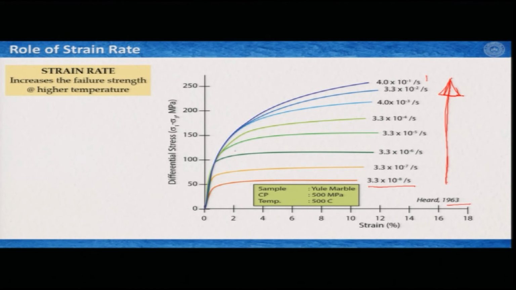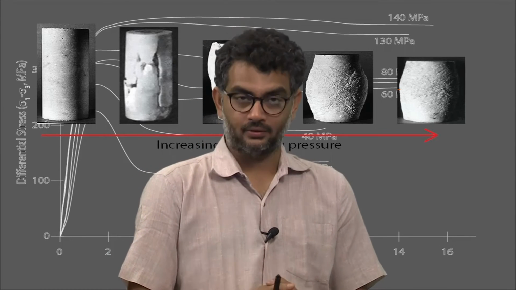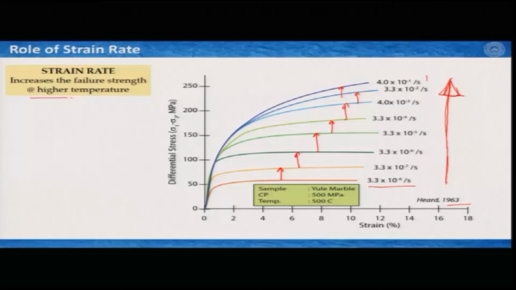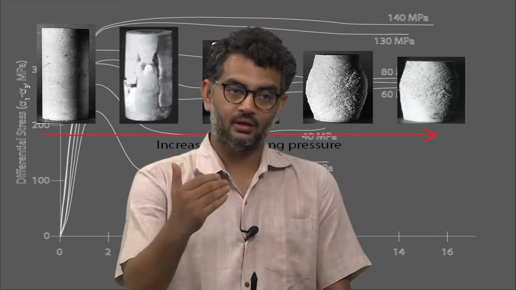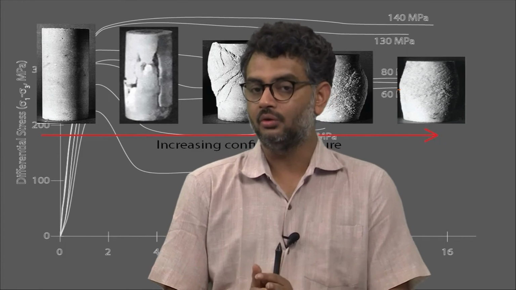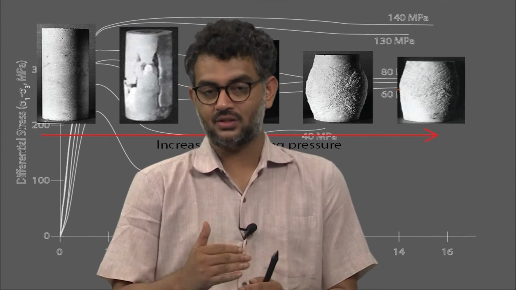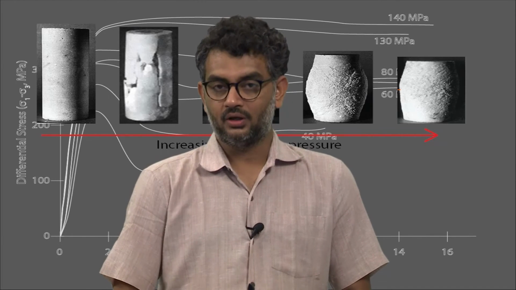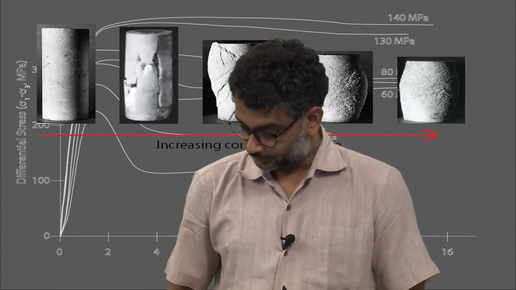increased. Clearly, from all these curves we can see that with increasing strain rate, at each and every step, the flow strength or flow stress of this rock, this Yule marble, has increased. So, we can conclude that strain rate increases the failure strength. Now, one term is written here: at higher temperature. So, this is possible only at higher temperature. If you increase the strain rate the strength increases, and this is probably due to the viscous behavior of the rock. So, you achieve viscosity and therefore, you increase the strength.